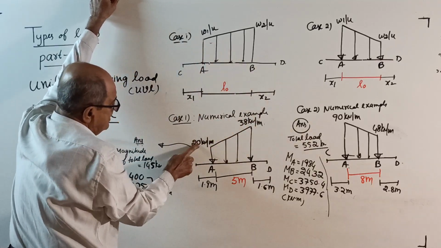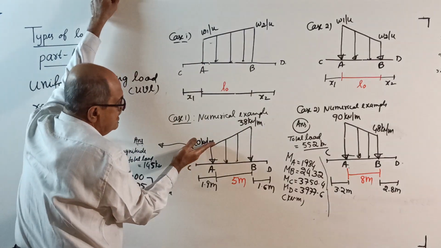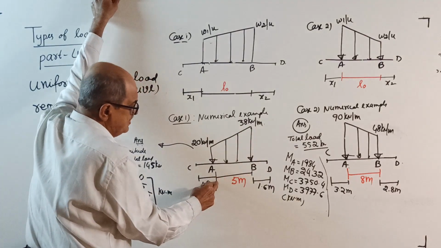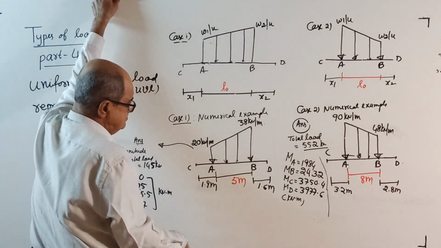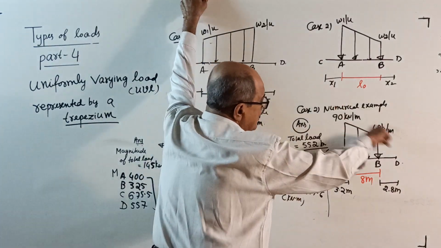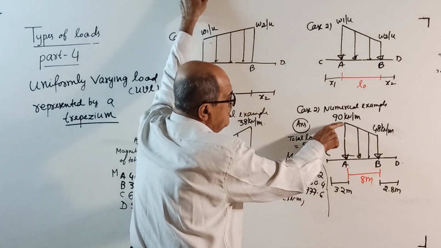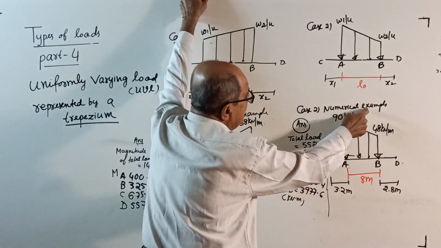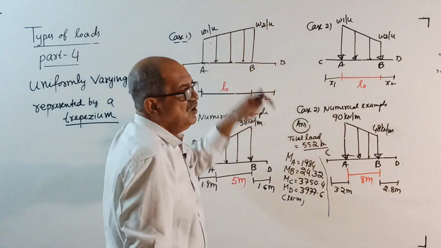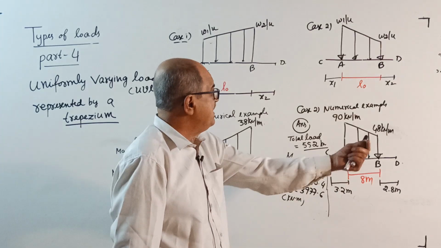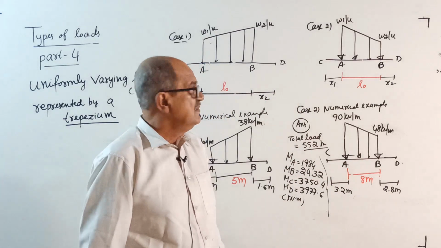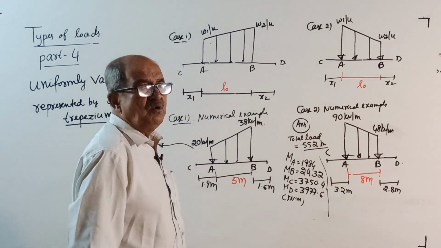Instead of W1, 20 kN per meter, linearly increases to 38 kN per meter, loaded length of 5 meter. Random numbers I have taken. Then, here, uniformly varying load from 90 kN per meter. This is the case 2 numerical example. 90 kN per meter linearly reduces to 48 kN per meter, or from that side increases. Loaded length 8 meter.